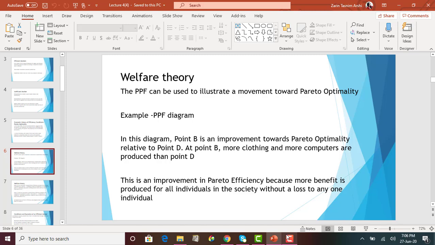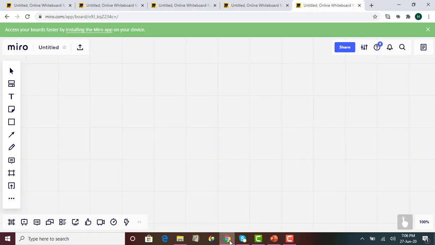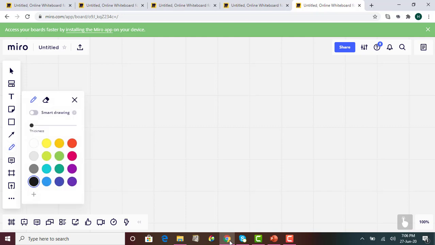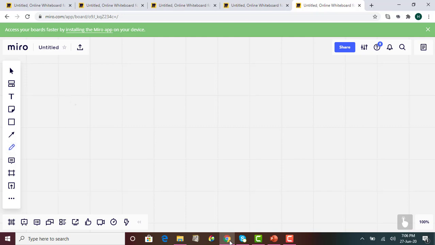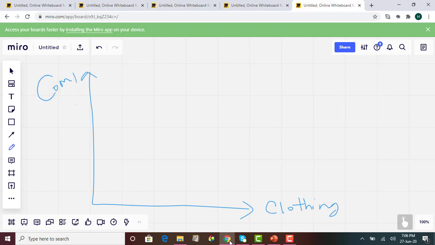Okay, so let me do the diagram so you guys understand how we can figure out what a Pareto optimality is. So remember, let's say it's the increasing cost PPF, and let's say we have two goods. Remember, a PPF can only assume there are two goods in the economy. So let's say on the x-axis we have clothing, on the y-axis we have computers. Okay, let's say these are the two goods we are looking at, and let's say the PPF looks like this.